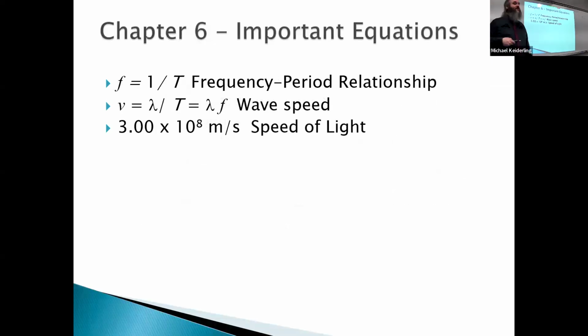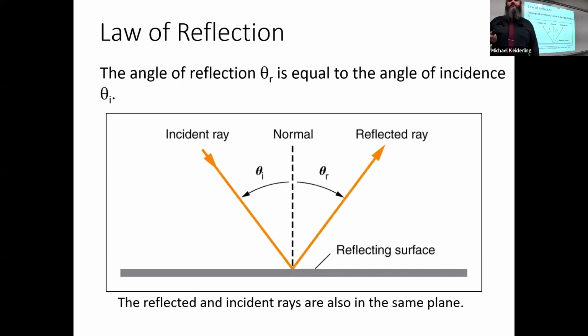So important equations. Frequency is 1 over period. Velocity is frequency times wavelength. The speed of light is 3 times 10 to the 8th meters per second. And now let's talk about optics. So the law of reflection is that the angle of reflection is equal to the angle of incidence. So the reflected and incident waves will also be in the same plane. They'll be at the same angle from the normal.